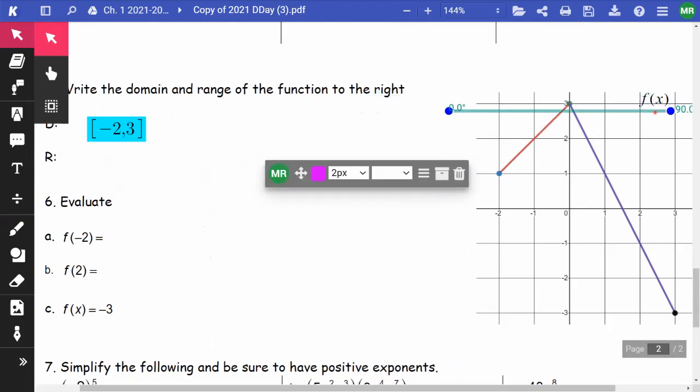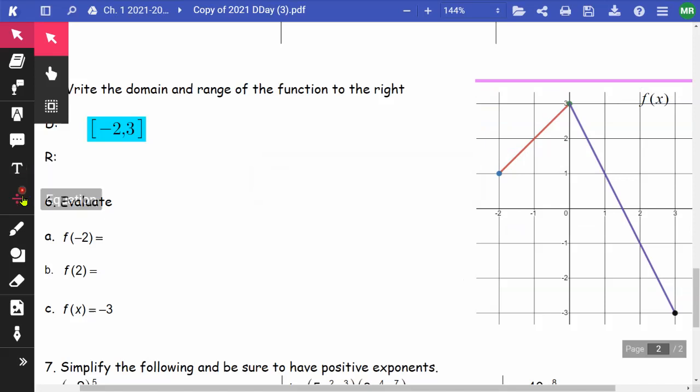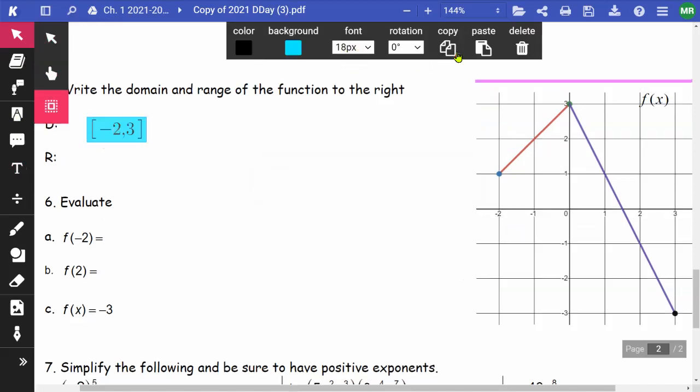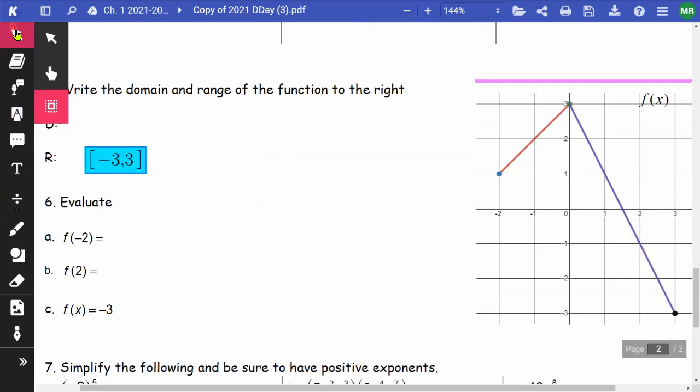As I'm moving up and down this graph, the lowest this graph goes in terms of y is -3, because I have a point right here at -3. As I move this up, there's graph, graph, graph. The highest this graph goes is here at 3. So it's going to go from -3 to 3. For this one, I'm actually going to copy this because it's almost the same. So I'm going to copy and paste. I'm going to put this here and move this one up a little. Sometimes you have to click on the equation depending on what you're in. So it's -3 to 3.